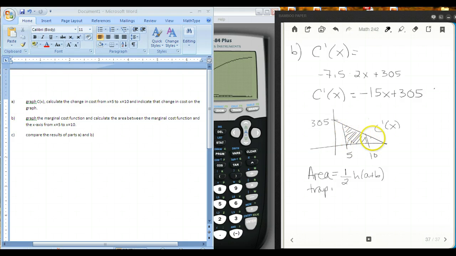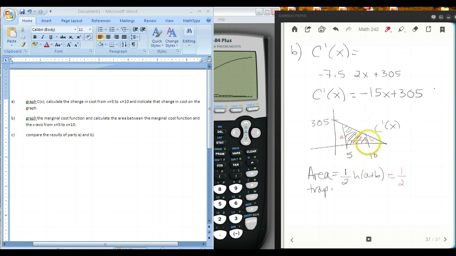Well, this is a trapezoid, right? And we have a formula for calculating areas of trapezoids. Here it is, 1/2 height times a plus b. And if you can't remember what all these little letters mean, height is just the distance here, right? This is h, and then a and b are going to be the lengths of these parallel sides here. So we'll just call this a and we'll call this b. Okay, great.